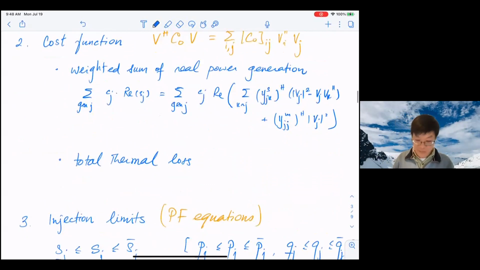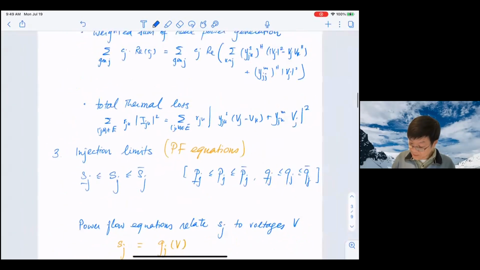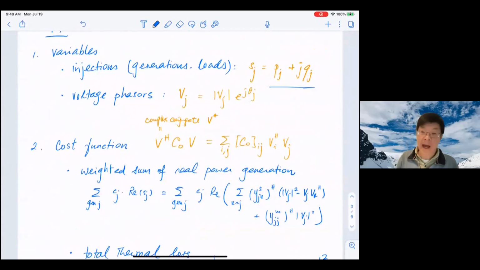So another example for the cost function is you want to minimize the loss, the total real power loss. Then this is over all the lines of the resistance on the line and the current magnitude squared on the line. So again, this you can write in terms of the voltage phasor to be R_jk, Y_jk, V_j minus V_k, and |V_j|^2. The point is that for most applications, the cost function is a quadratic function of the voltage phasor for some matrix C_0. And typically we will assume C_0 is positive definite, and therefore it has nice properties, or at least positive semi-definite.